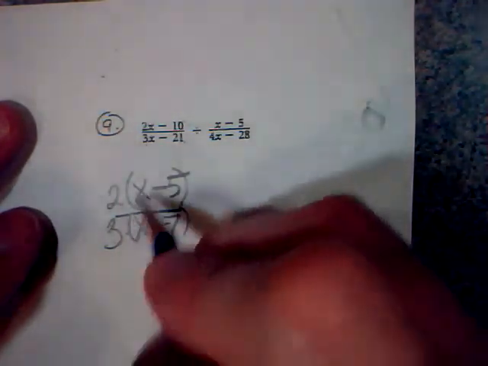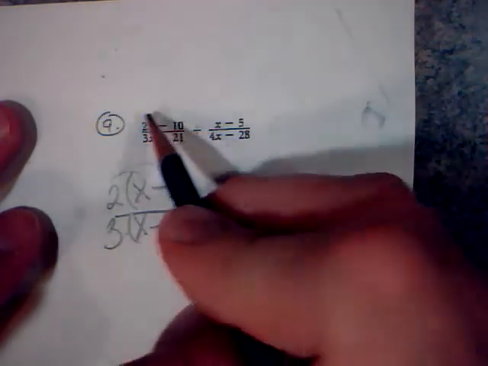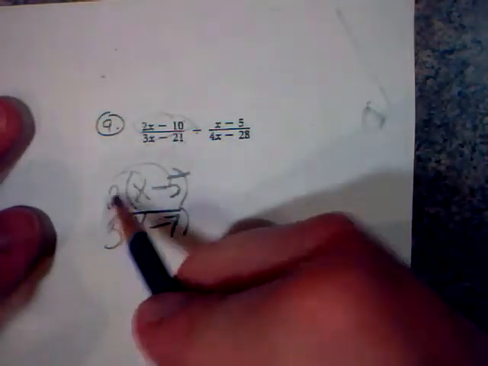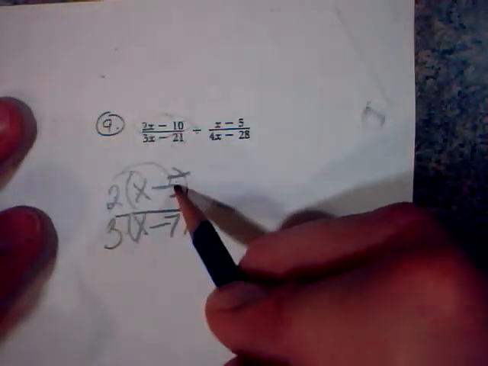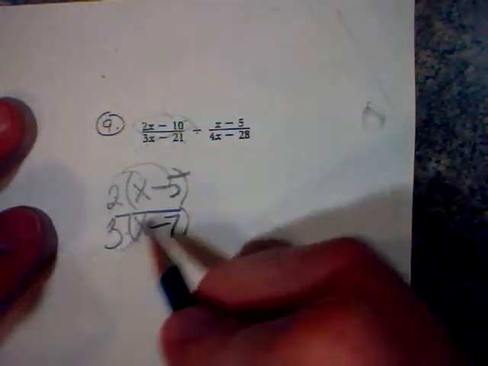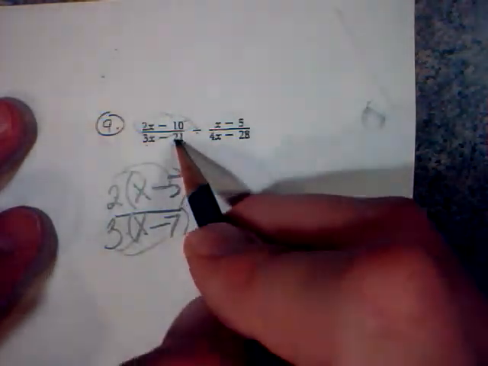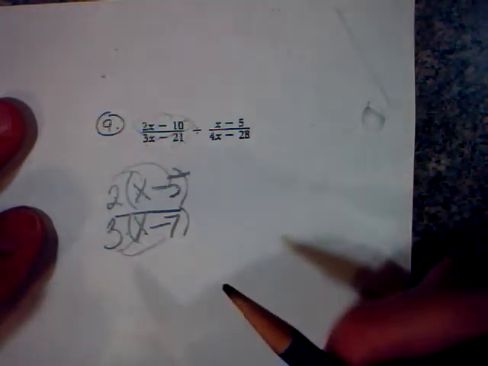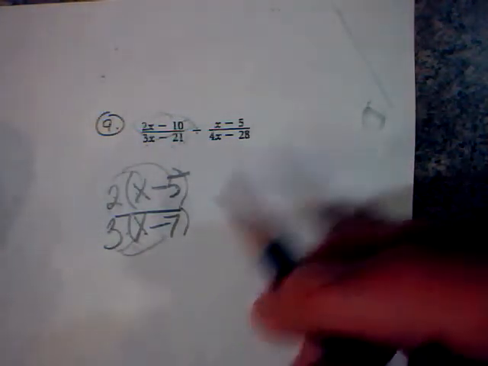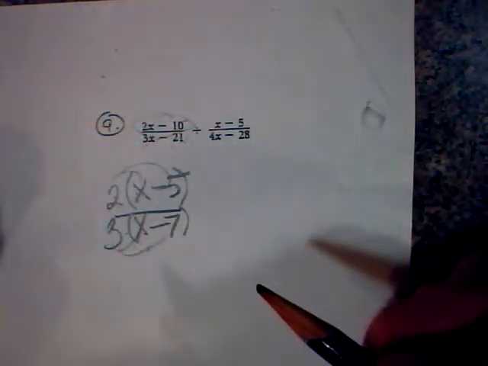And recall, on greatest common factor, if you redistribute this, you should get those two terms. 2 times x is 2x, 2 times negative 5 is negative 10. 3 times x is 3x, 3 times negative 7 is negative 21. Again, I like to call this the opposite of distributing, because we're undistributing.